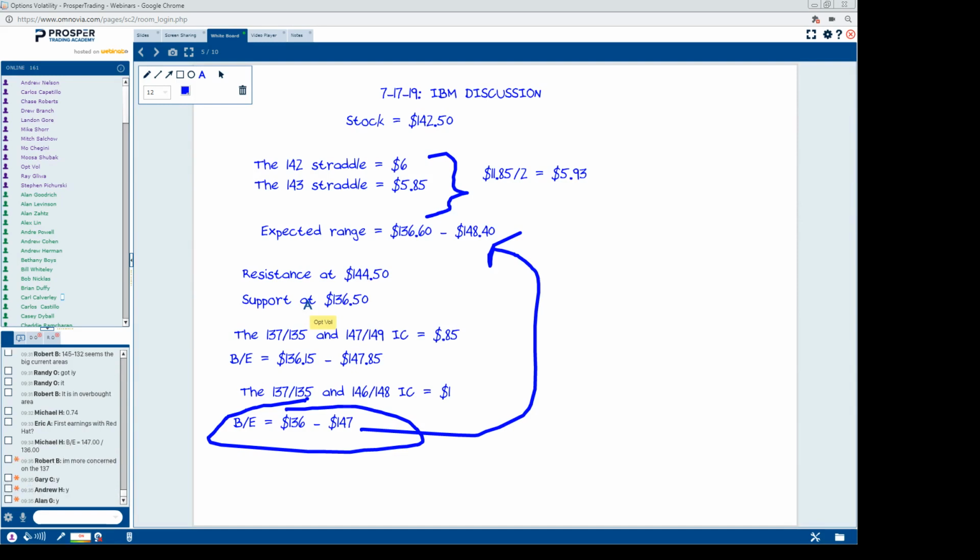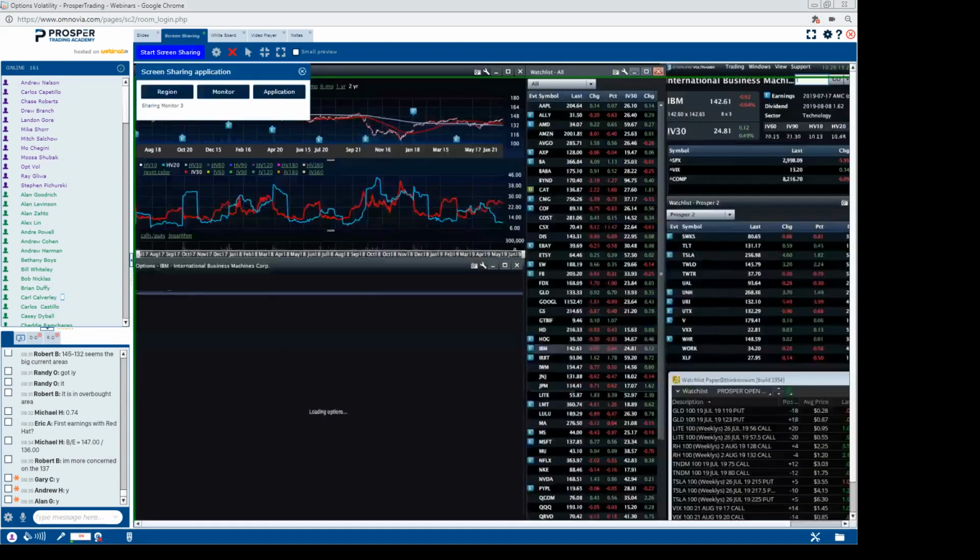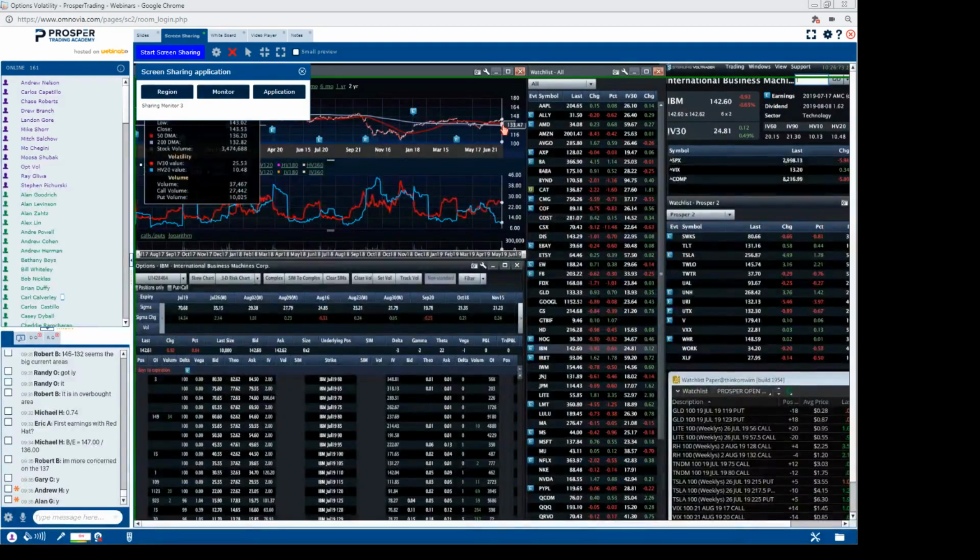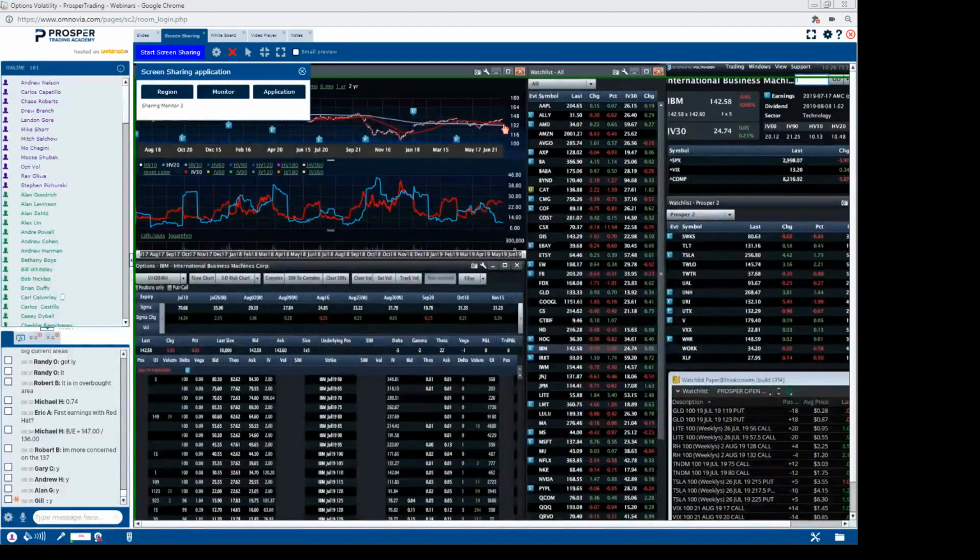Well, Robert, I don't mind that down there at all, because even though I'm bearish, if I look at those charts, there's a lot of support in that 136 area. So I'm good with that.